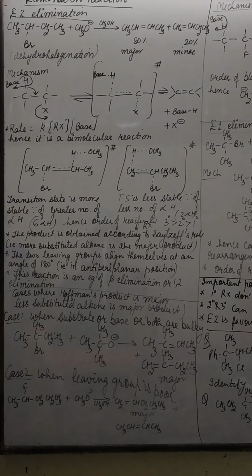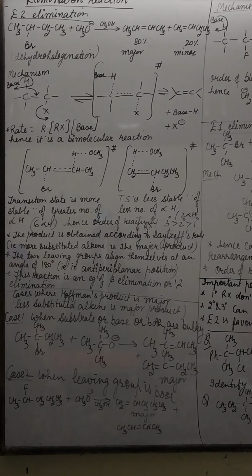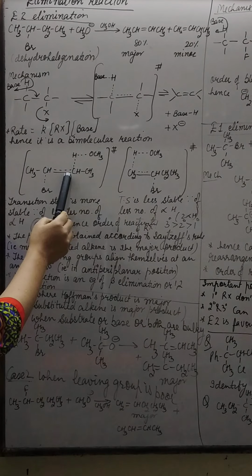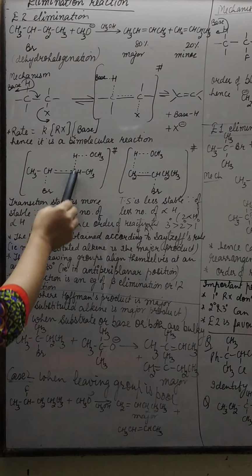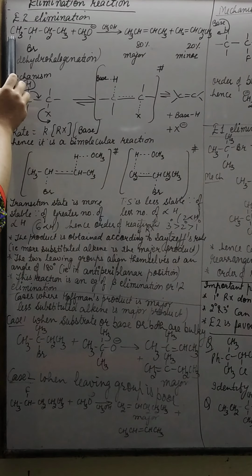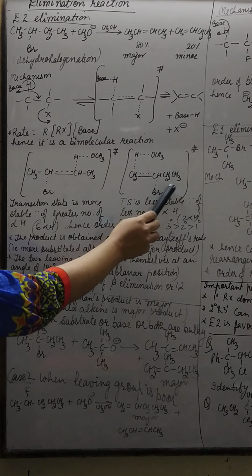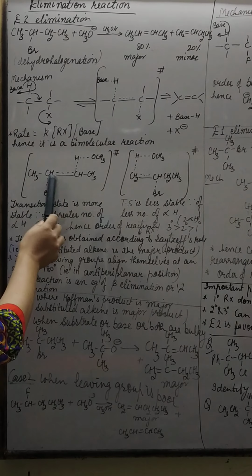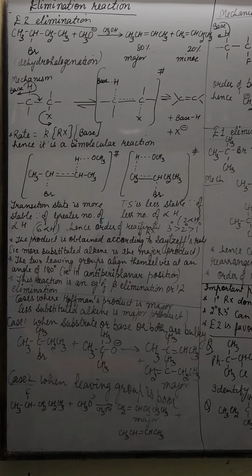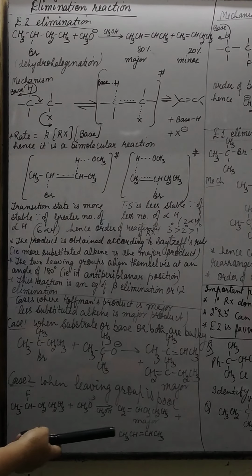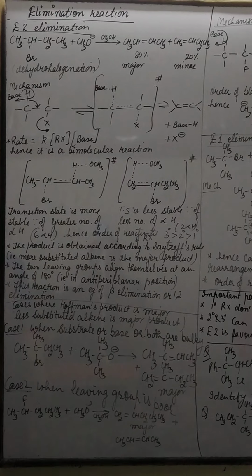So let us consider which hydrogen will be preferred, which beta hydrogen will be preferred. If this beta hydrogen is involved, then this transition state is formed, and if this beta hydrogen is involved, then this transition state is formed. As we can say that the transition state has a double bond character, the greater the number of alpha hydrogens, the more is the stability. This is because of hyperconjugation.